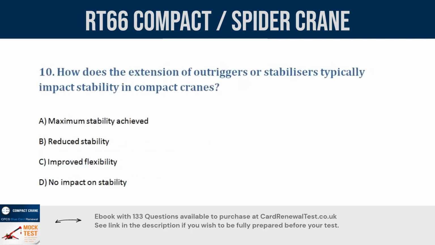10. How does the extension of outriggers or stabilizers typically impact stability in compact cranes? A. Maximum stability achieved. B. Reduced stability. C. Improved flexibility. D. No impact on stability. Correct answer, A. Maximum stability achieved.